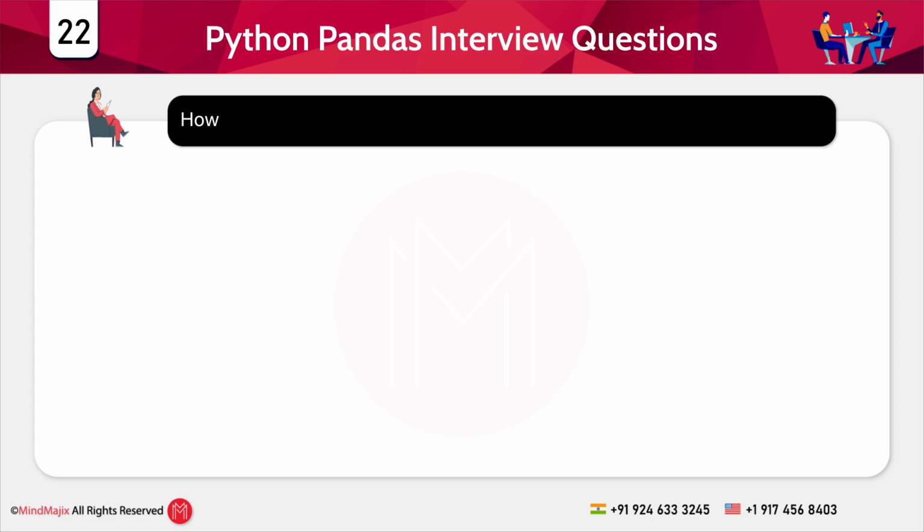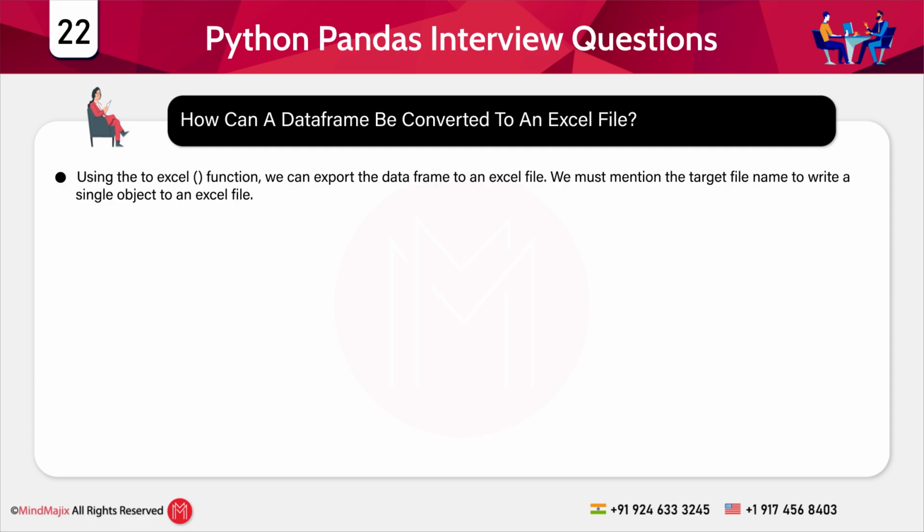The next question is, how can a data frame be converted to an Excel file? So using the Excel function, we can export the data frame into an Excel file. We must mention the target file name to write a single object to an Excel file. If we wish to write to many sheets, we must build an Excel writer object with the target file name and the sheet in that file that we want to write to.